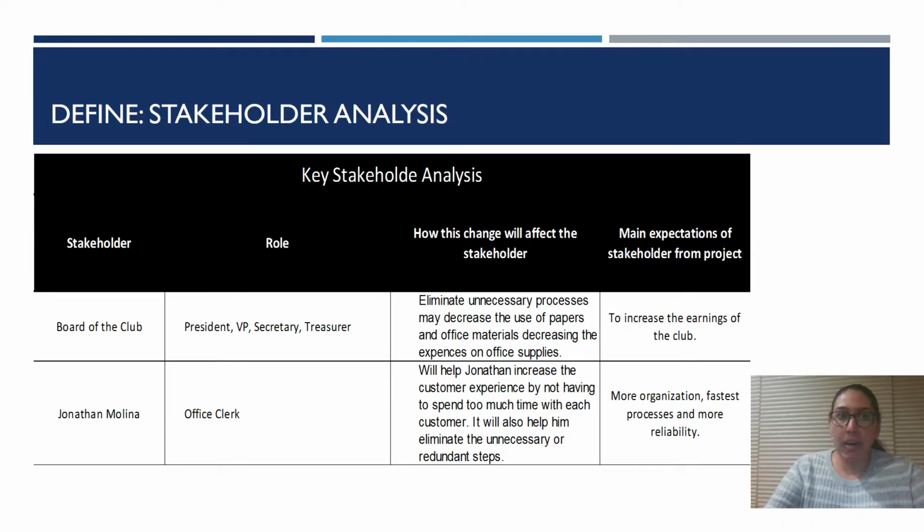While defining our stakeholders, we identified 2 of them, which are the board of the club and Jonathan, which is the office clerk whose job is going to be affected by the improvements. The main expectation from the board is to increase earnings of the club, while the main expectation of the office clerk is to be more organized and finish tasks faster.